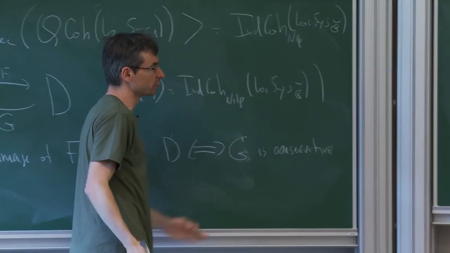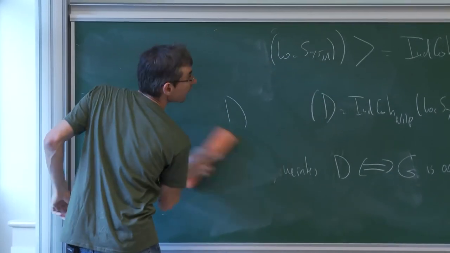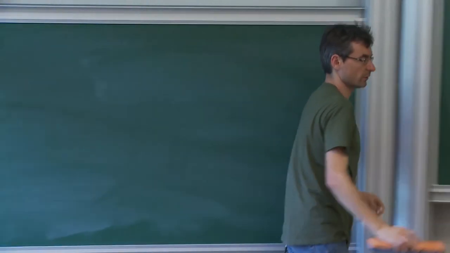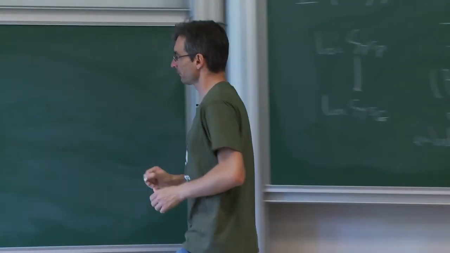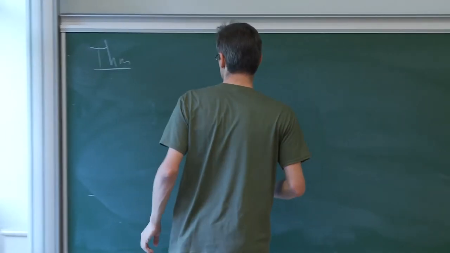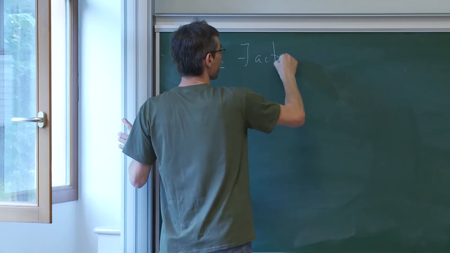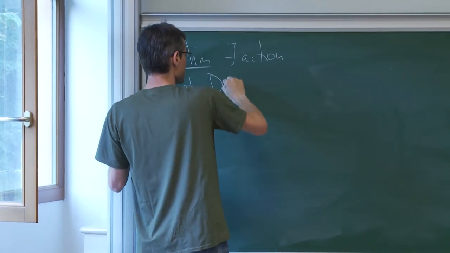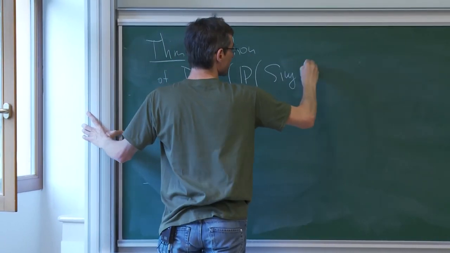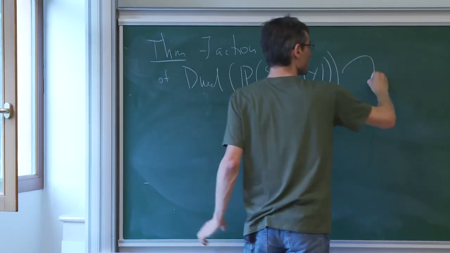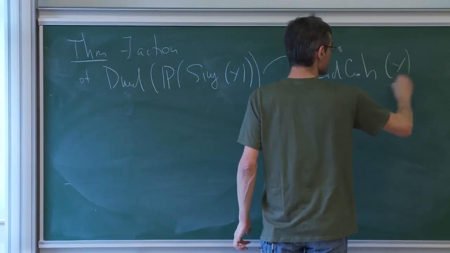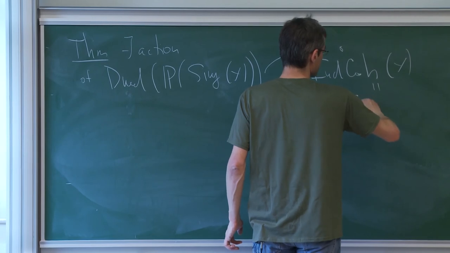I'd like to explain not the proof, but the idea of the proof of this theorem. And that idea is the following. So I mentioned the following theorem, that there is a canonical action of D-mod of the projectivization of Sing of Y on IndCoh of Y, which is by definition what's called the category of singularities.